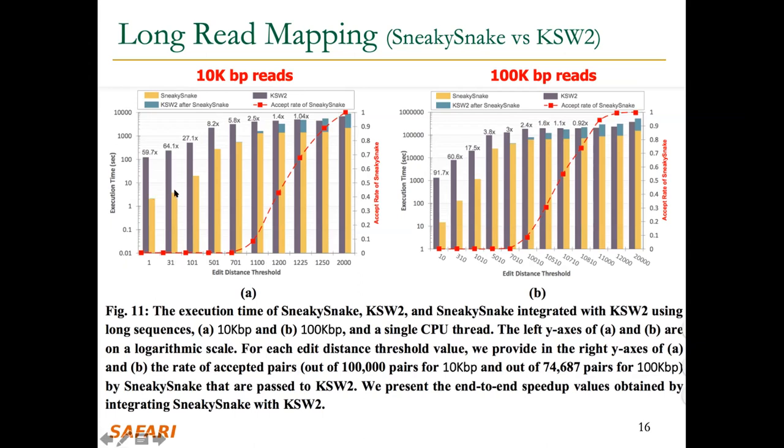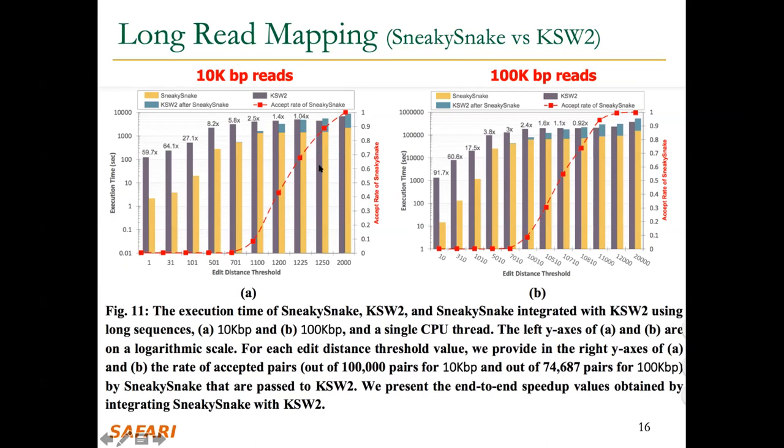Now, if we move to 31, we may have some pairs accepted and so on. You can track it with the red plot. You can see when we have rejection or acceptance, actually. So here, we have 10% of the pairs accepted. And here, 50% or 45%, all the way to 90%. So we observe that whenever we accept up to 70% of the pairs, which is really high, then we observe almost the same performance as KSW2.